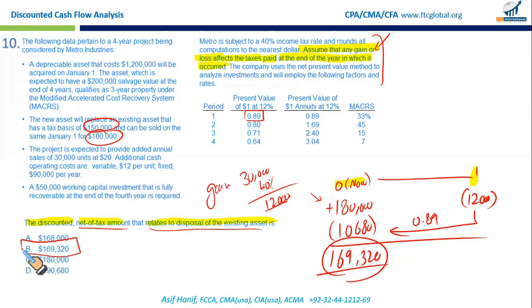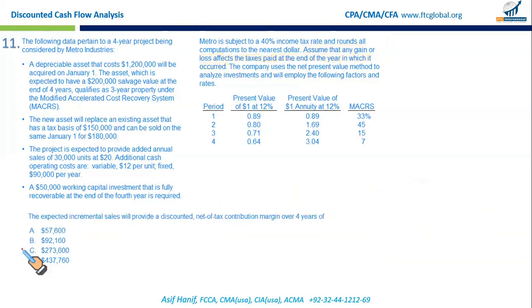B. Same question, but this time we need something else. It says the incremental sales, whatever we were selling, fine. Now, because of this new project, we are going to sell 30,000 units additionally. So this additional sales, incremental sales, will provide discounted net of tax contribution margin over 4 years. Interesting. Instead of calculating NPV, we are required to do these things this way. So first we need to find out what is the contribution every year. Contribution is sales price per unit minus variable cost per unit. So the contribution per unit is $8, right?